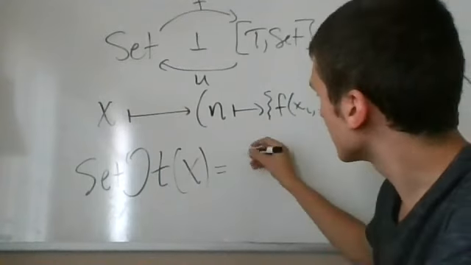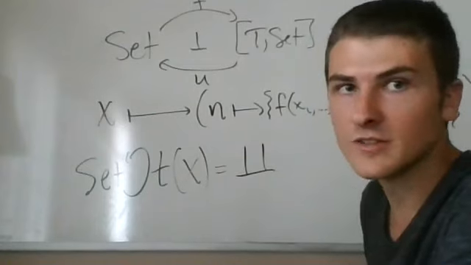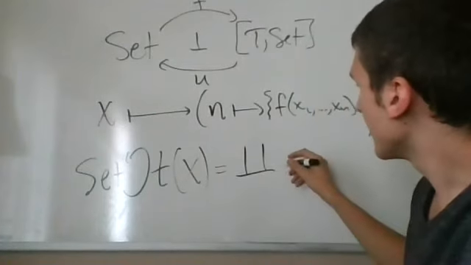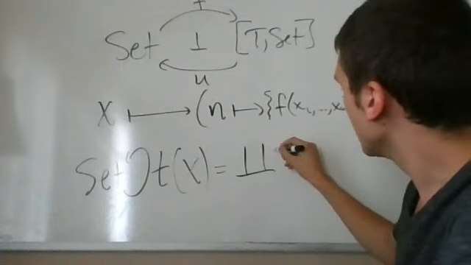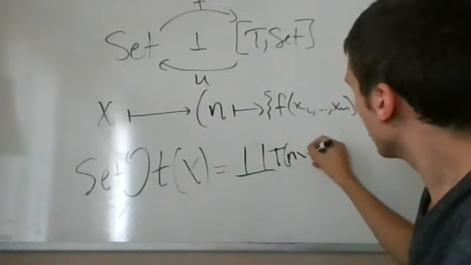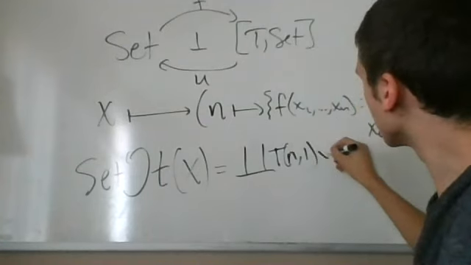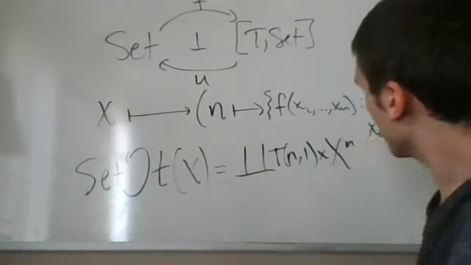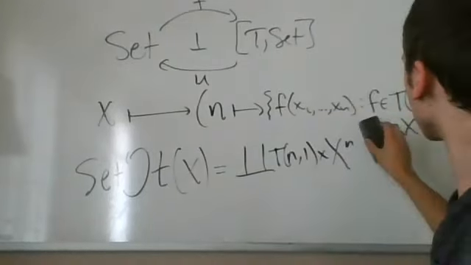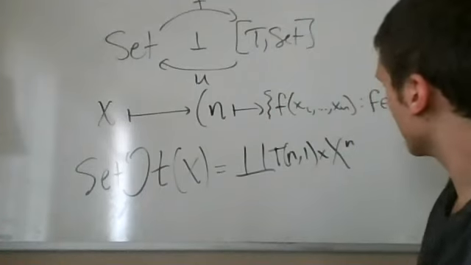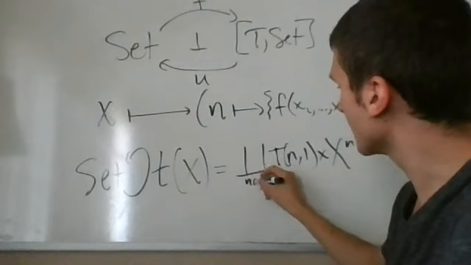So in this case, it's drawn with the upside down product symbol, and then here you take these pairs of n-ary operations times the nth product of your set, and you're going to go over all natural numbers.